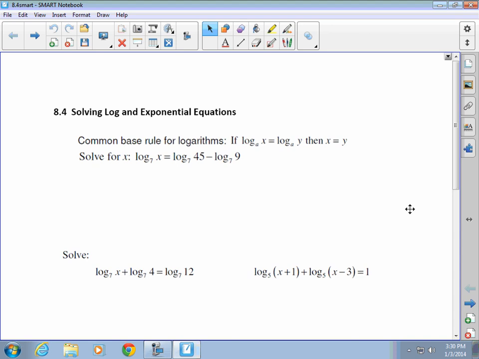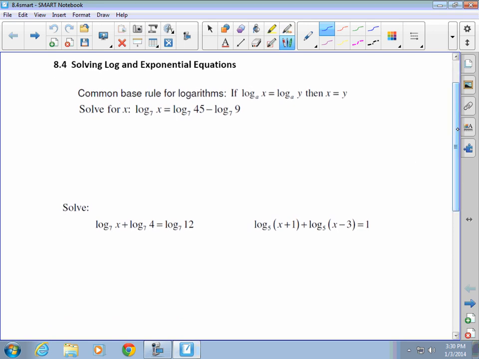Okay, this last section in Chapter 8 is on solving log and exponential equations. So we've done a little bit with this, and we've used the different rules: the quotient rule, product rule, power rule, change of base rule. So we're just going to actually now apply some of these and do some solving with them.